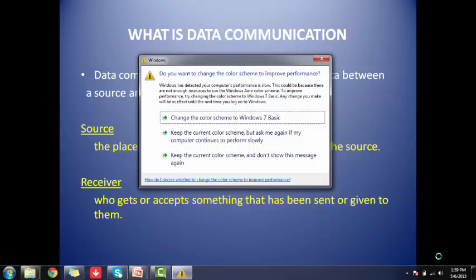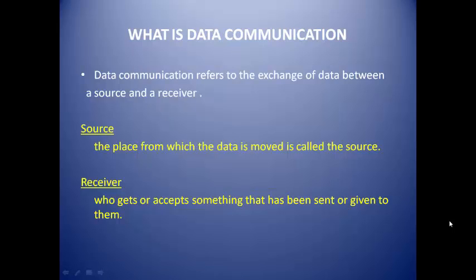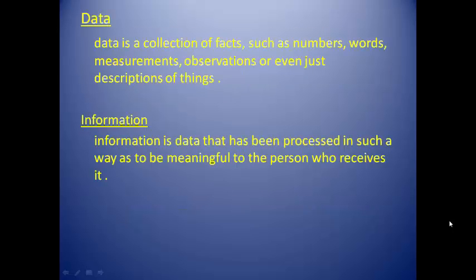Let's take an example to describe this further. Think you are not going to college and you're telling your friend that you are not coming to college. So you are the source and your friend is the receiver. Like I said, data is the thing that travels between source and receiver. Now let's see what is the definition of data. Data is a collection of facts such as numbers, words, measurements, observations, or even just descriptions of things.